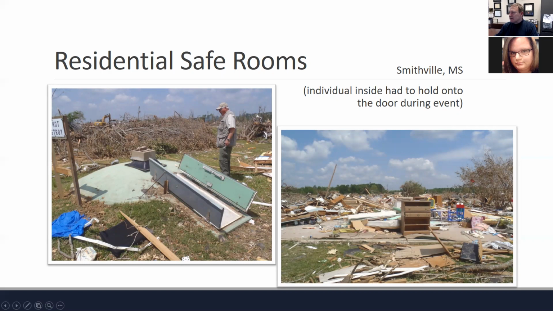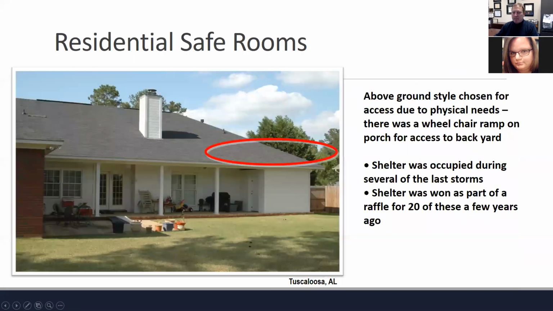And let's see. This is what the house looked like. This is what the room looked like. Individuals that were inside the safe room had to hold the door during the event, which again tells you that you may need to be sure that you have substantial latching on the inside of the doors. And then this is where they built a safe room as part of a renovation to a house. Again, it's just a great idea to be sure that you can create some safe space should you need that during a tornado.